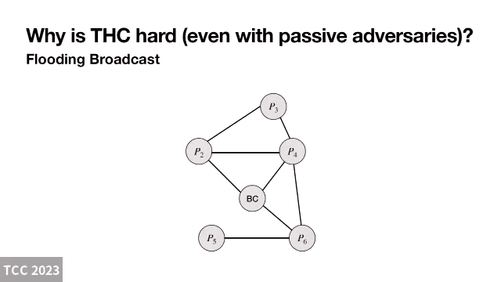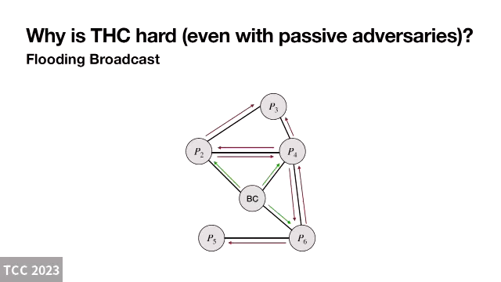So before I move on to our paper, I just want to motivate a little bit, why is THC hard? And why is it hard even for passive adversaries? And for this, I'll talk about the flooding broadcast protocol, where we have a broadcaster in the middle here, and he wants to send a message to all of the parties in the protocol. Okay, so what it'll do is it'll first send the message to its neighbors, and then all of these parties will send the message to their neighbors. Okay, and of course, this is trivially secure in traditional semi-honest MPC or passive MPC.